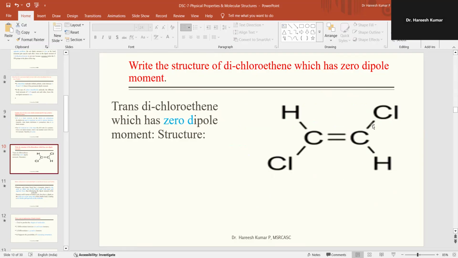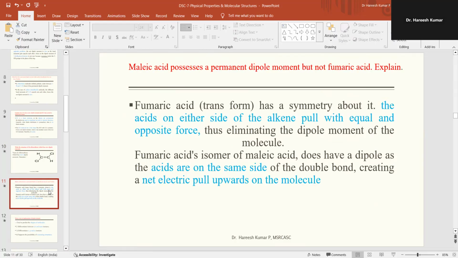In this trans dichloroethene, the dipole moment is towards the chlorine, and the other dipole moment is also towards the chlorine. That's the reason the dipole moments get cancelled. So the trans structure has zero dipole moment, whereas the cis one has a permanent dipole. So maleic acid possesses a permanent dipole moment, but not the fumaric acid.